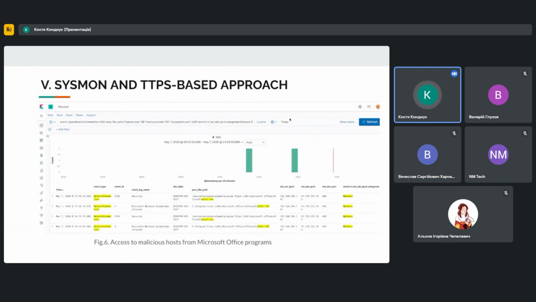The next slide is about SYSMON and the TTPs-based approach. The TTPs-based approach is aimed at detecting the attacker's tactics, techniques, and procedures, or in other words, their behavioral patterns. Therefore, when hunters use this approach, it is most difficult for an attacker to avoid detection. Our platform implements IP address enrichment based on threat intelligence for all network connection events, which allows us to prove our hypothesis.